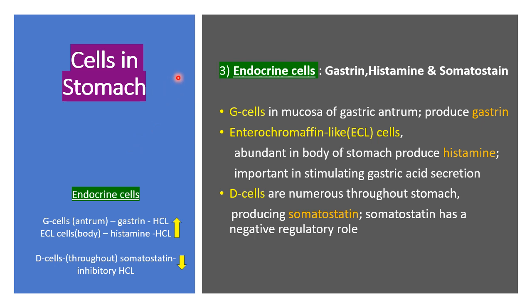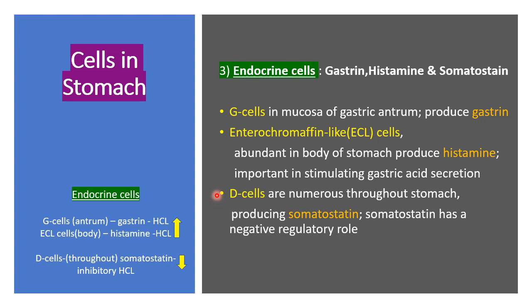The third group of cells are known as the endocrine cells, which produce the hormones gastrin, histamine, and somatostatin. The G cells in the mucosa of the gastric antrum produce gastrin. The enterochromaffin-like cells, or the ECL cells, which are abundant in the body of the stomach, produce histamine, which is important in stimulating the gastric acid secretion.